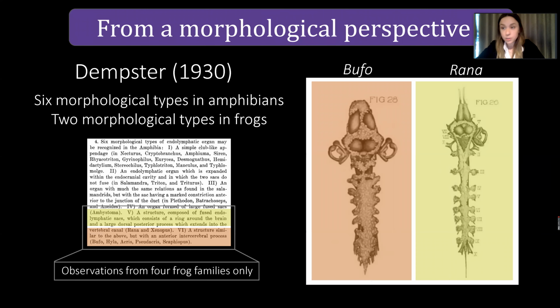From a morphological perspective, we have this paper from 1930 where they describe 6 morphological types of endolymphatic organ in amphibians, with 2 of these occurring in frogs, as you can see examples of in Bufo and Rana. The problem with this is that they made these observations using 4 different frog families. There are 55.